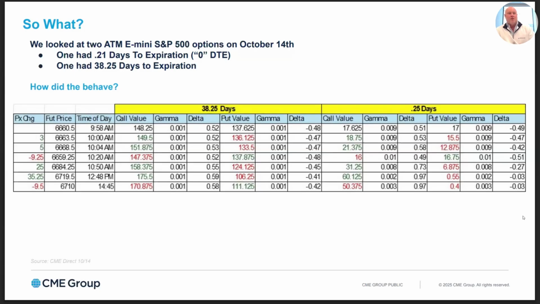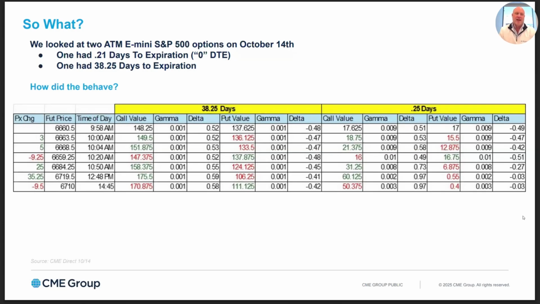in the morning, when the futures price of the S&P 500 was 6660.5. At that time, the longer dated option had a call value of 148.25, and I was using the midpoint if there was a tick in between bid offer. The put was 137.62, and you can see the corresponding prices of the same day option: the call about 17 and a half, and the put about 17. Those were my proxy for my at the money options.